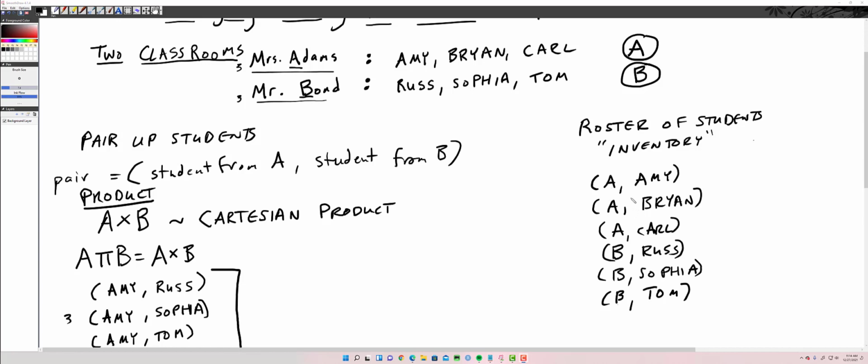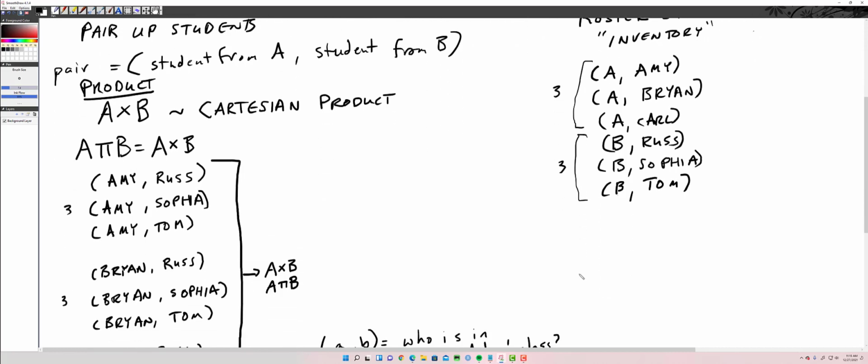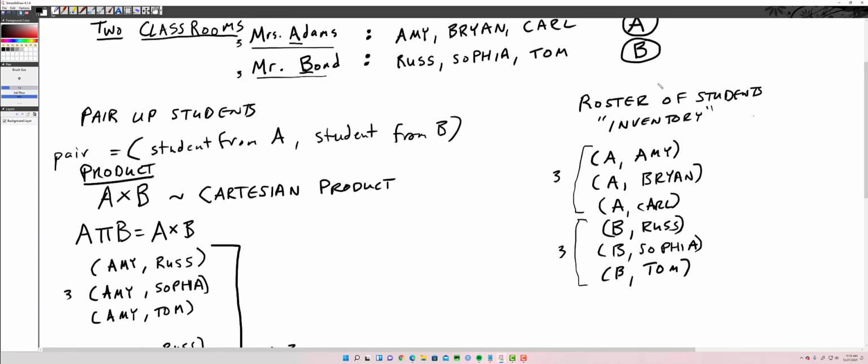And again, I've got what looks like pairs. I've got one kind of set here, and there's 3 of them, and they all come from A. I've got Amy, Brian, and Carl on the list. And I've got 3 coming from B: Russ, Sophia, and Tom. These are all the kids who are going on the field trip, okay? So I've got 3 and 3, so I've accounted for all the elements in both sets. And what we're calling this roster is the coproduct.